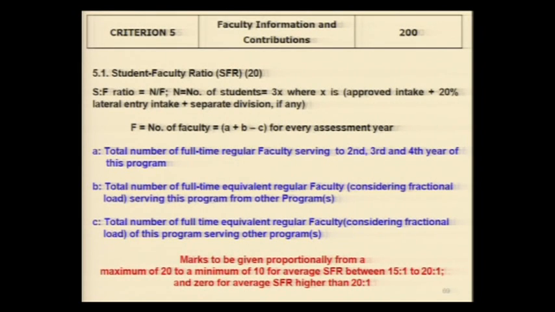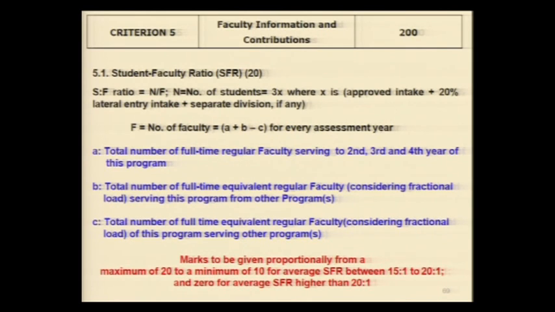Now how to calculate the faculty? Faculty is A plus B plus C. Now A is what? Full-time regular faculty serving the second year, third year, and final year of the program. We will come to the regular definition also. This is the faculty members who are actually shown in the program, and they are serving the department. They may serve fully, they may serve partially.